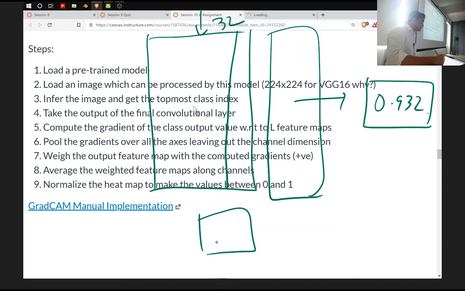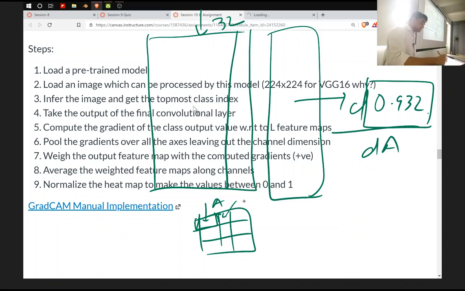I'm not going to draw 7 cross 7. I'm just going to draw 3 cross 3 here. Imagine you're looking at 7 cross 7. I'm going to take this particular pixel, right? And I'm going to do a derivative. Give me the name of this pixel. A. So I'm going to do d this by dA. What is the name of this pixel? V. Then I'm going to do what? d the same number by dB.